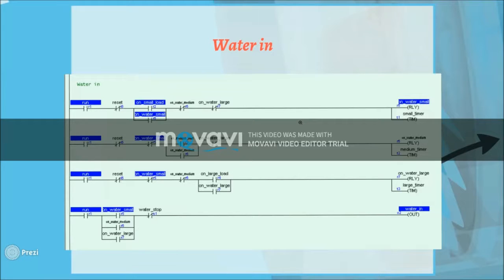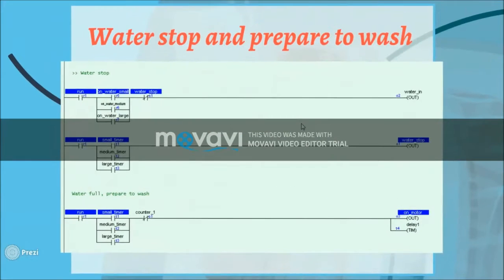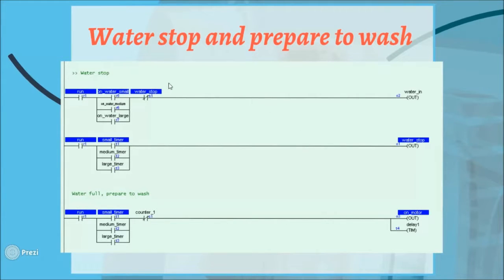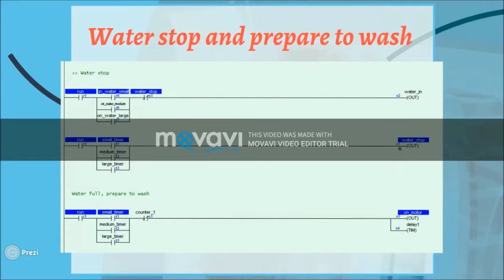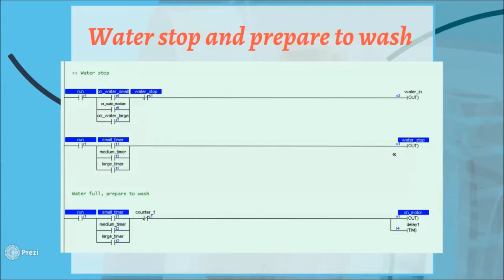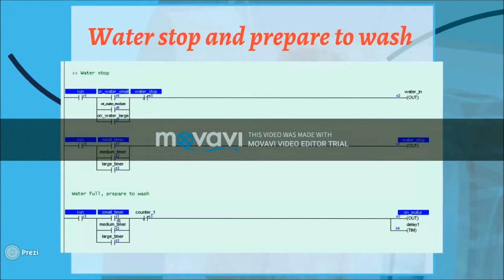Next part is water stop, indicating the machine is ready for washing operation. The activation of on water small relay will trigger the water in output. The relay is connected in series to a normally closed water stop, so that when water stop is activated, water in will be deactivated. The water will then stop flowing into the washing machine. The small timer that was previously triggered is connected to the water stop output. In this step, water is filled into the washing machine for 30 seconds before it stops.